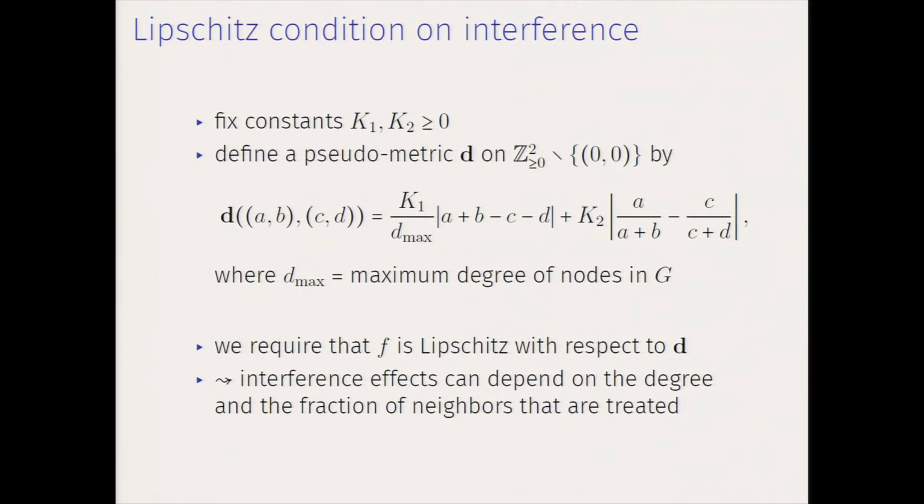So conceptually, what's that saying? We're saying that interference effects can depend on both the degree of a node that's experiencing interference, as well as the proportion of its neighbors that are treated, but it shouldn't really depend too much on either. So for suitable choices of these constants k1 and k2, these linear and proportional interference models are going to satisfy a Lipschitz continuity condition with respect to a metric of this type. Again, what this is really just saying is that changing treatments of a few neighbors can't really affect interference effects that a vertex experiences too much.